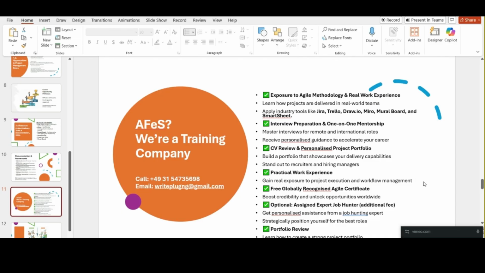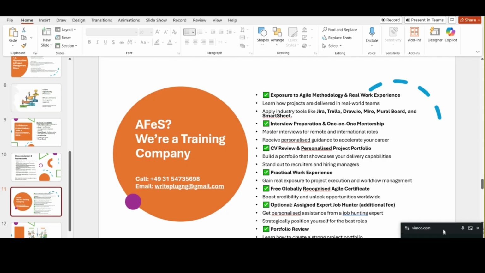So we have the practical work experience, and then most importantly, the Agile Foundation eSchool, through its donor program, already offers one certificate. So there's no way you go through the Agile Foundation eSchool and do not have at least one globally recognized Agile certification, be it a Scrum Master certification or Product Owner certification. You would be entitled to at least one globally recognized Agile certificate.